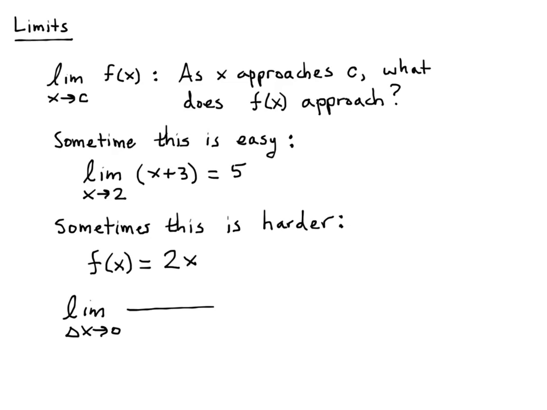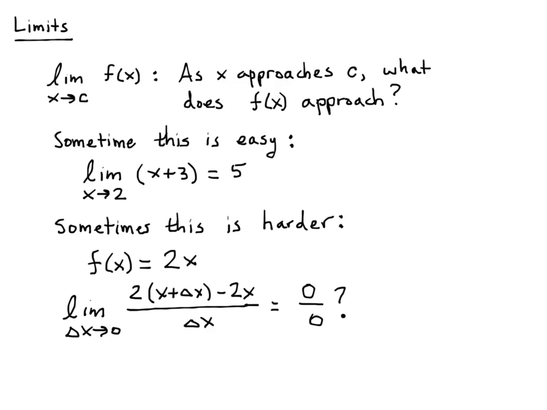Okay, so let's say our function f at x equals 2x. Now here's my instantaneous rate of change, right? I mean, this is by my definition, the instantaneous rate of change. You know what the instantaneous rate of change of 2x is, right? It's just a slope, it's 2. But if I plug these numbers in, I'll get 0 over 0.